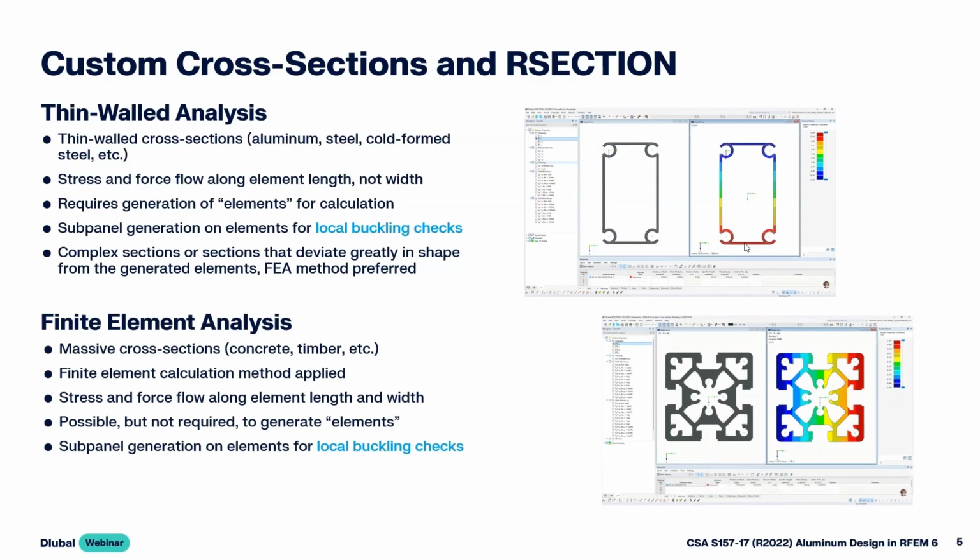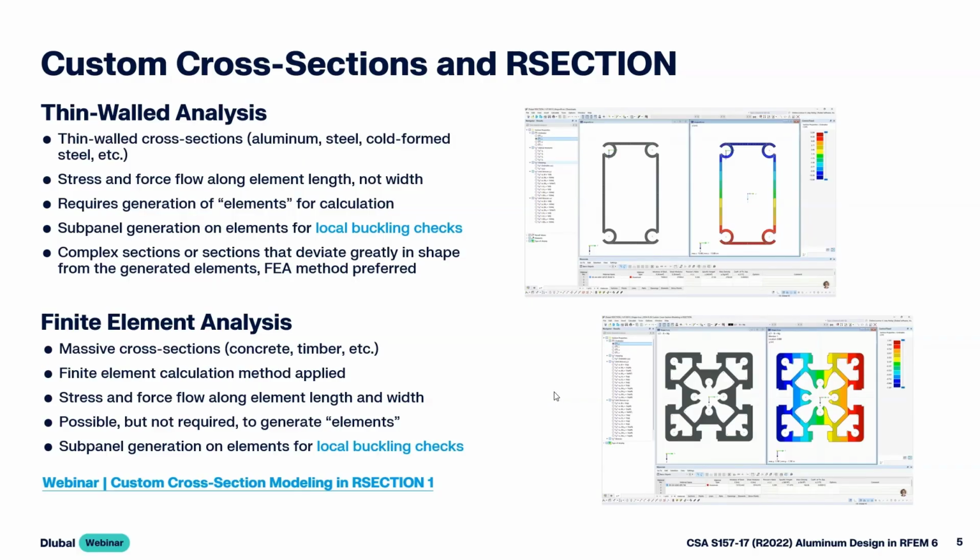So that brings us to our second calculation type available, the finite element analysis. Now, this is typically used for massive cross-sections like concrete or timber, but you can see that it could be applicable for very complex aluminum extrusions as well, like the one shown over here on the right-hand side. This is where the finite element calculation method is applied, and the stress and force flow is along the element length, but also the width. Now, unlike the thin-walled analysis, it's possible to generate the elements, but it's not necessarily required. If we do take that extra step to generate the elements, again, we can carry out those local buckling checks once we are within RFEM.